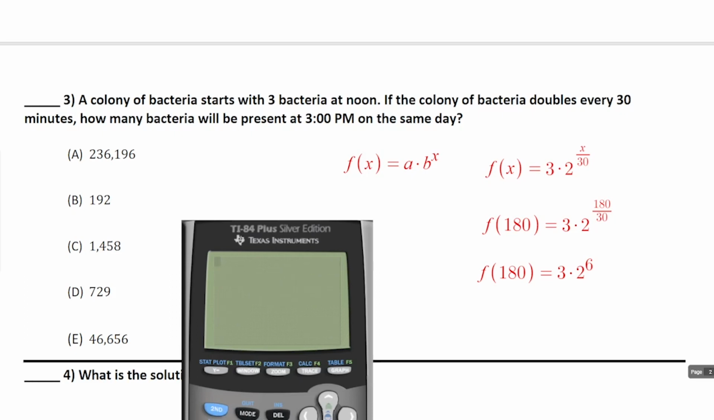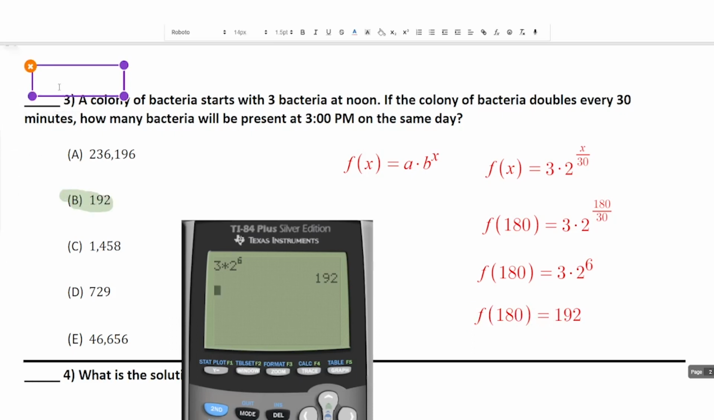Okay, 3 times 2 to the 6th. We have 192 bacteria. Now, there's another way you could approach this problem. We have our answer already, so you can skip to the next problem if you understood what we're doing here.